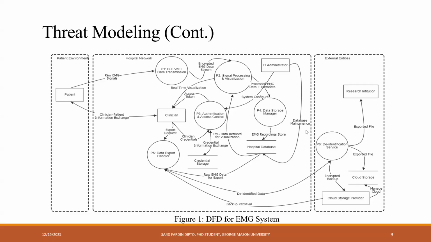And also this data can be sent to some research institution for research. So here we can see that points like the Bluetooth or Wi-Fi transmission, the database storage, or the cloud storage are the attack points of an attacker, where the attacker can actually acquire the EMG data and convert it into speech.